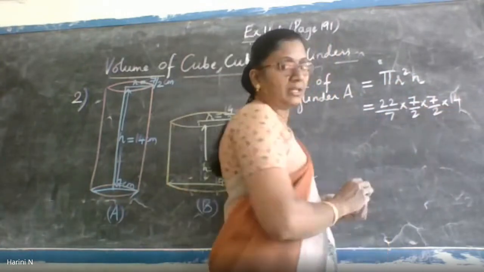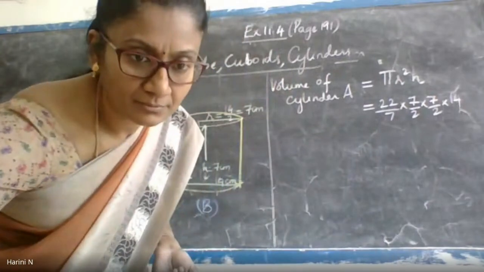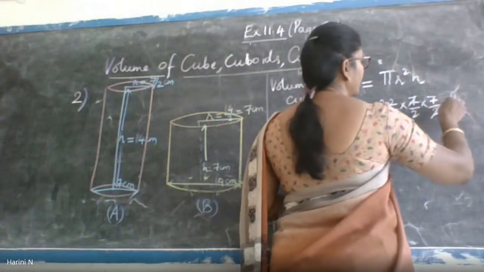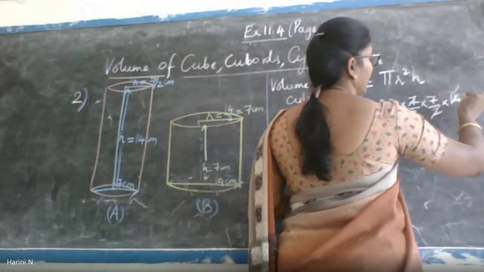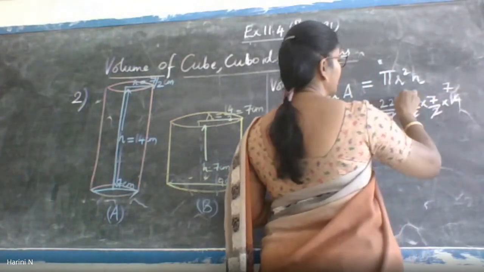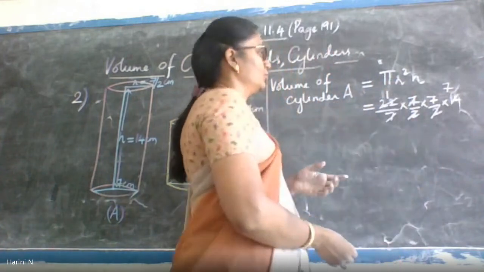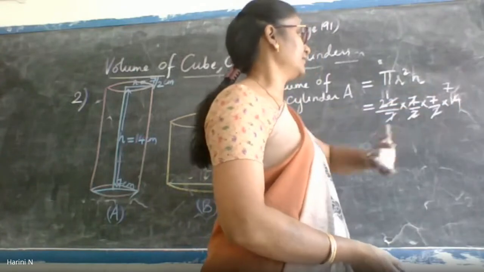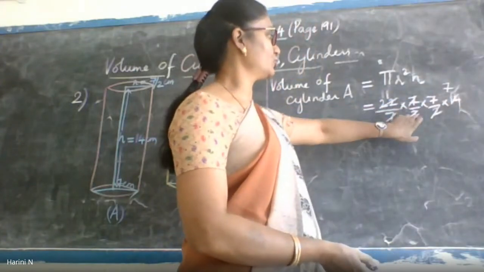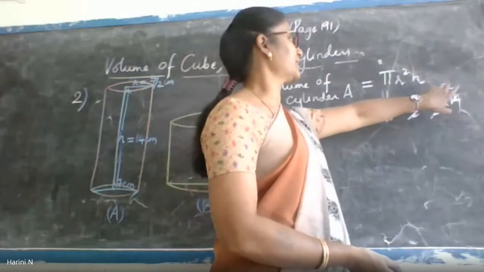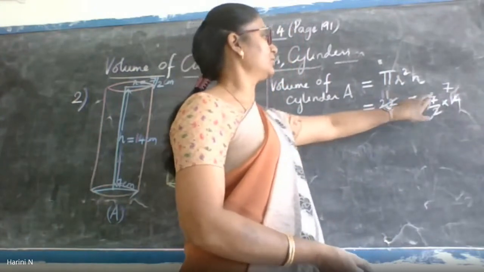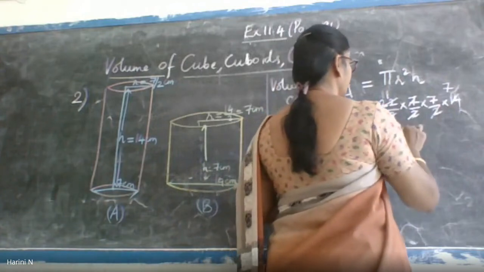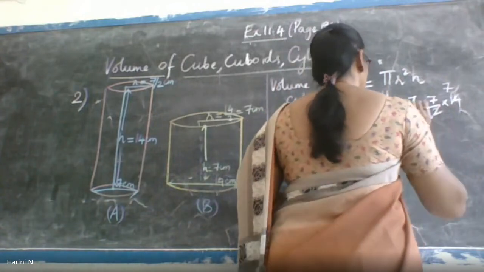Next, you will have the 7 getting cancelled, 2 getting cancelled with 14 as 7. Again, another 2 will get cancelled with 22. So in the numerator you have 11, 7 and another 7. This 7 is cancelled here, this 2 is cancelled 11 times, this 2 is cancelled 7 times. So, 11 into 7 into 7, 7 7s are 49. It is 11 into 49, which will become equal to how much?